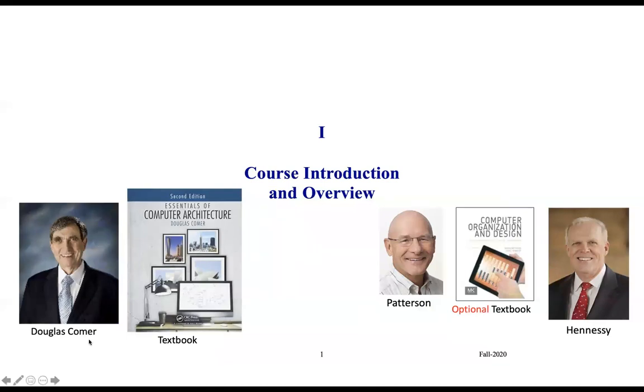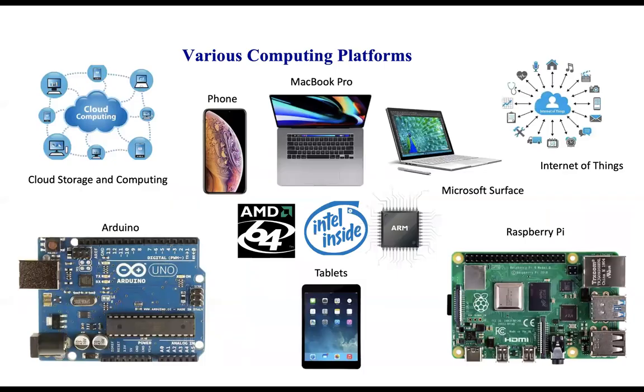So Douglas Comer is the author of our textbook, Essentials of Computer Architecture. It's a very accessible book, and if you want to have a very orderly way of looking at the material for computer architecture, I think it's an excellent resource. There's an optional textbook, Computer Organization and Design, that is a little higher level and gets more into the application, which is also something I would recommend you get a chance to look at.